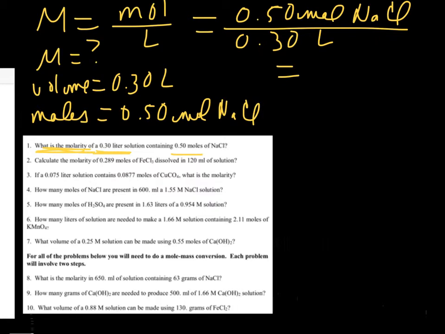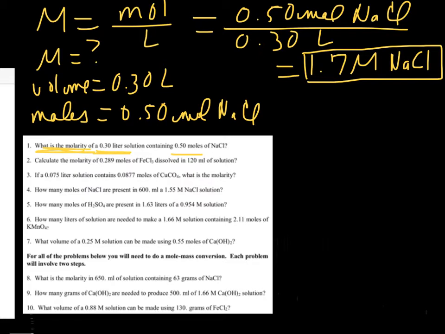To 2 significant figures, I get 1.7 molar sodium chloride. Right, so 1.7 molar. And because we are dealing with different substances and chemical reactions, we need to make sure that we specify which chemical we just calculated the molarity of.